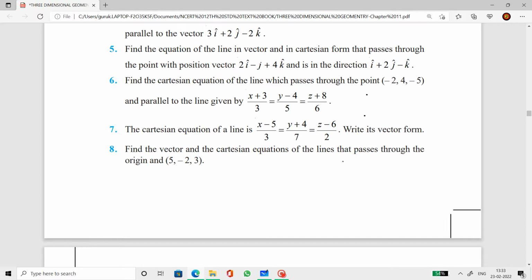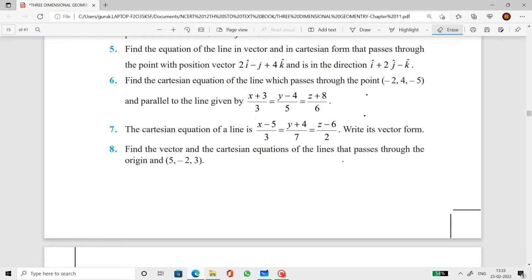Six. Find the Cartesian equation of the line that passes through a point and is parallel to another line. So, if the required line is parallel to another line, the direction vector of the lines would be the same. So, take the direction vector from the parallel line. Where is that found? This is the direction vector.